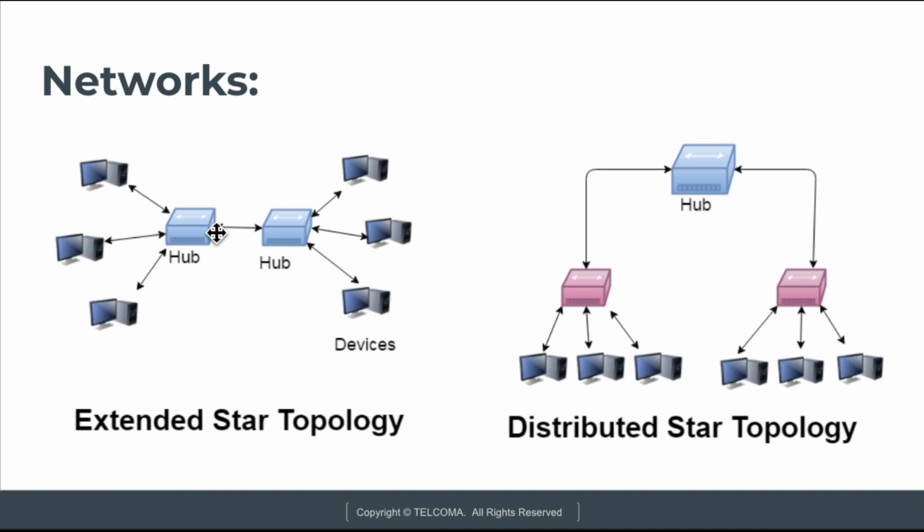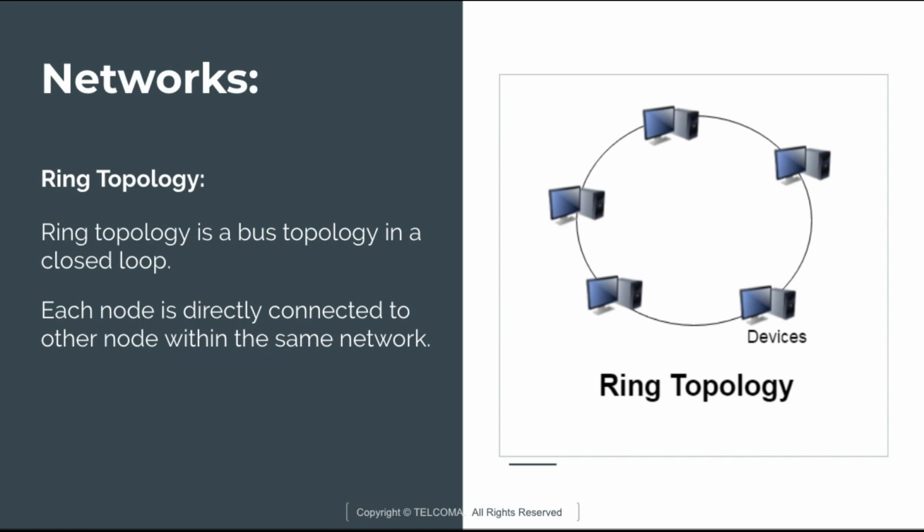So here you can see that the hub is further connected to these two other routers, and then these routers are further connected to the devices. So this is extended star and this one is a distributed star topology. Next we are going to discuss a ring topology. So here the ring topology is a bus topology in a closed loop.